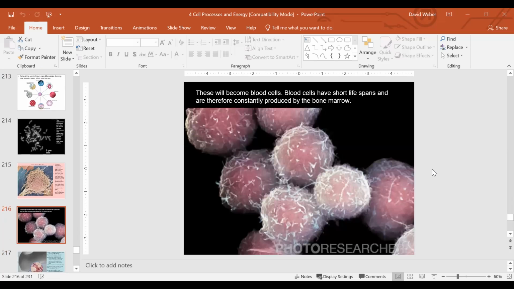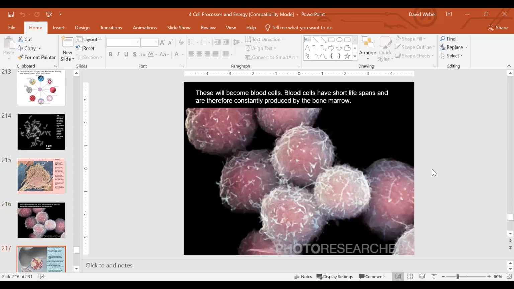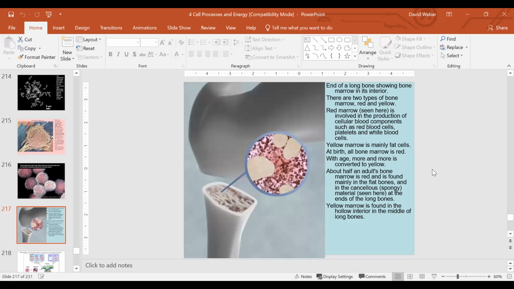So these will become blood cells. Blood cells have a short lifespan, therefore they are consistently produced by bone marrow. You don't need to write that down, okay? You don't need to write these down, just listen.